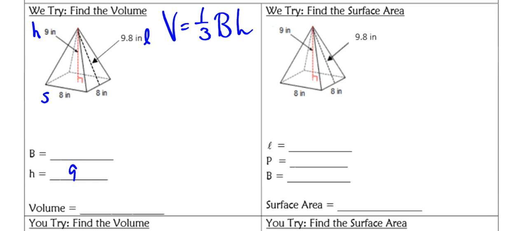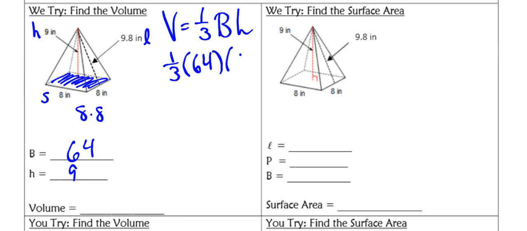Capital B stands for the area of the square on the bottom. So I'm going to use length times width. I'm going to do 8 times 8 to find out what that is, 64. Now I have the two numbers that I can plug in. 1/3 times 64 times 9, which gives me a final volume of 192 inches cubed.